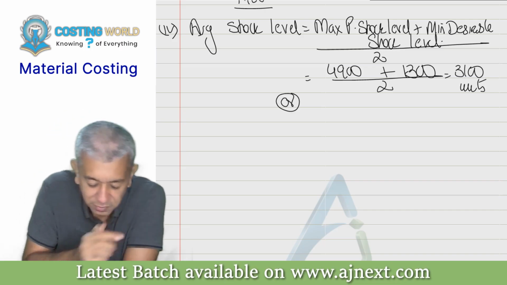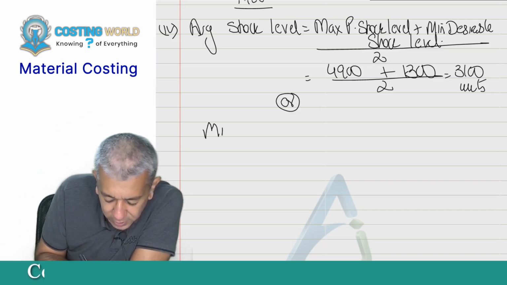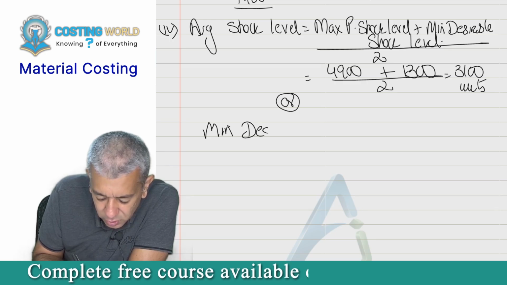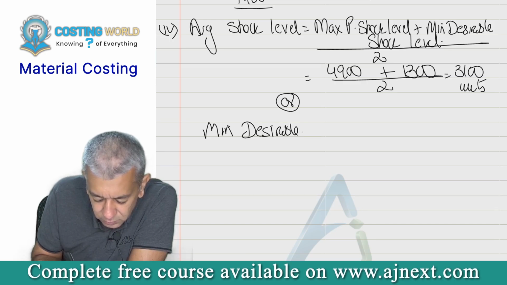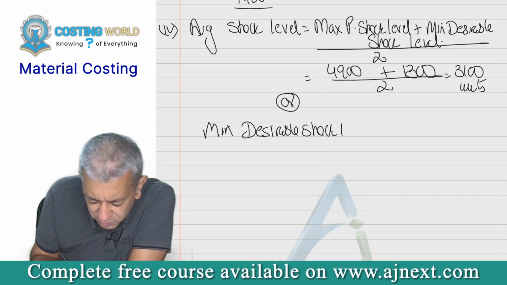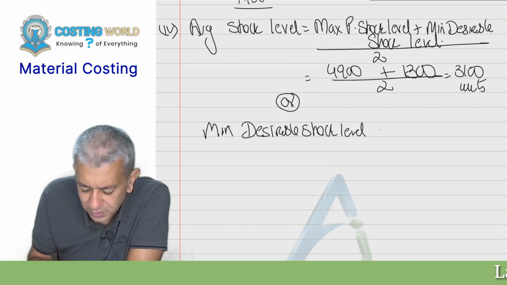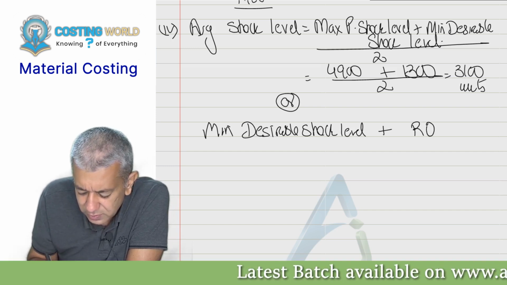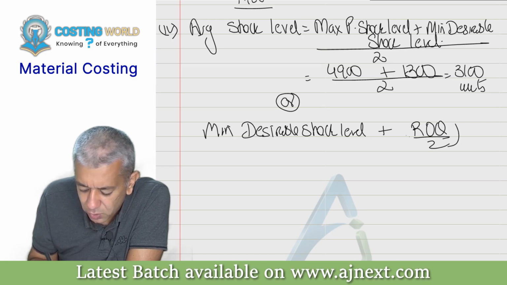Okay. So therefore, that particular formula is, you all write down, minimum desirable stock level. This I'll try to derive in one of the questions. Minimum desirable stock level plus, this is one term, ROQ upon 2.